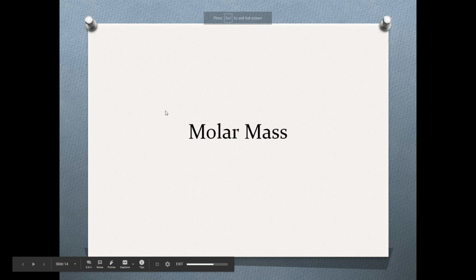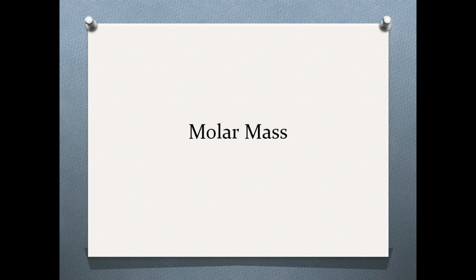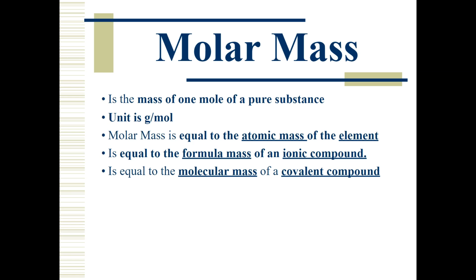So we're going to continue our discussion today on mole concept by talking about molar mass and how we use that with mole concept. So the molar mass of a substance is the mass in grams of 1 mole of a pure substance. So we're either talking about the atomic mass of an element. So you would go to the periodic table and look up its atomic mass, and the atomic mass in grams is 1 mole of that element.